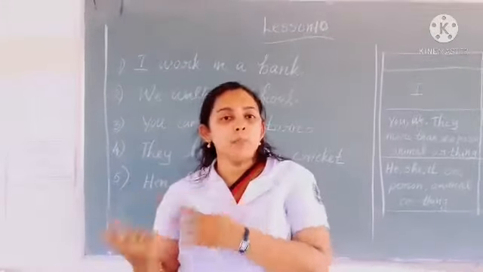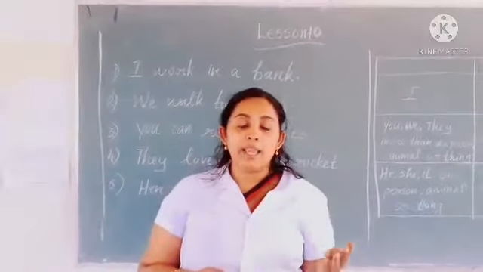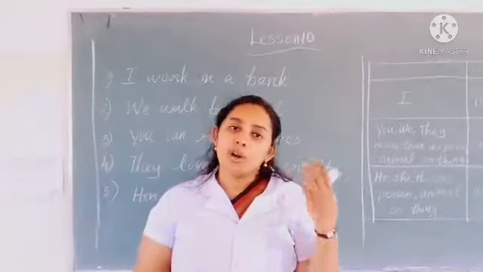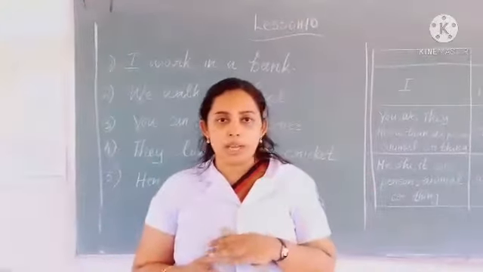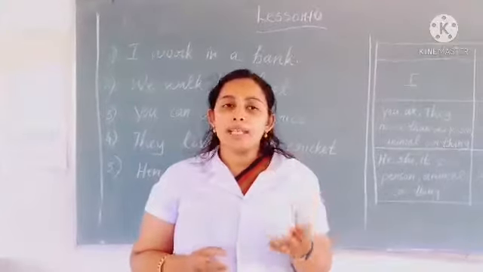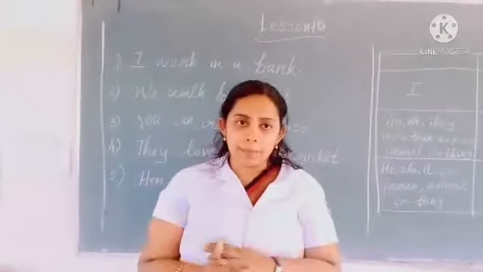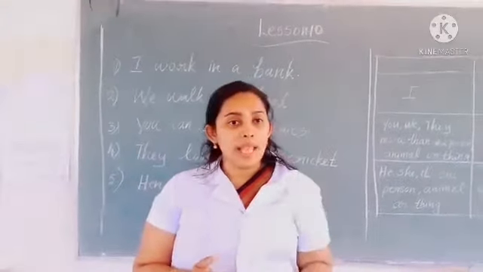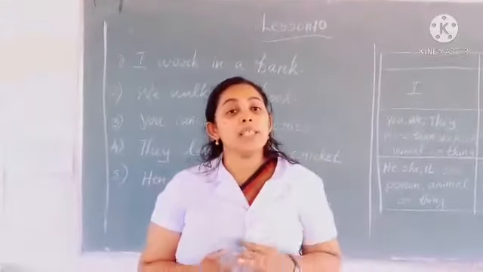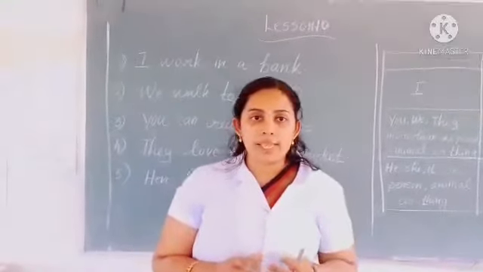If the noun is plural or like I, you, we, they. I and you we can consider as both singular and plural noun. And we and they. In such cases we do not add s with the verb. If the noun is I, you, they or we, in such cases we do not add s with the verb. Now we can see the examples.